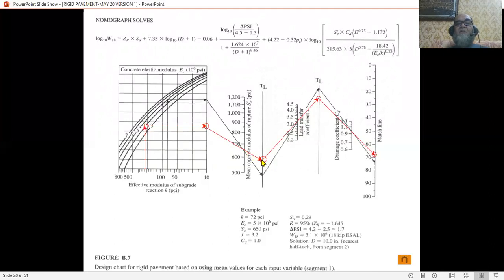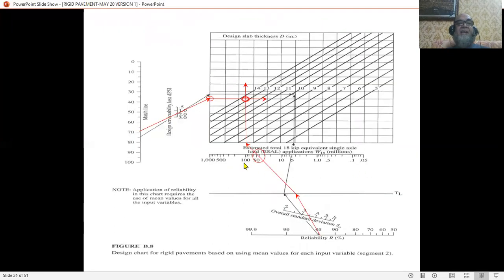And then from this point, we located 3.2. We extended to the transfer line here. Stop. Then from the transfer line to the drainage coefficient, here 1, connect these two, and you will stop at this value, around 72. Now, in the next slide, we start where we left off in the first nomograph.